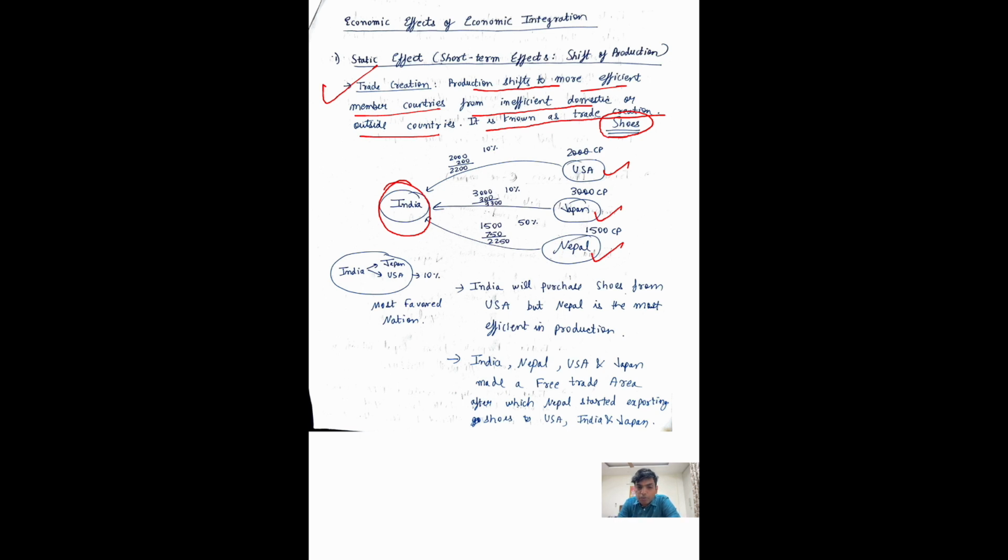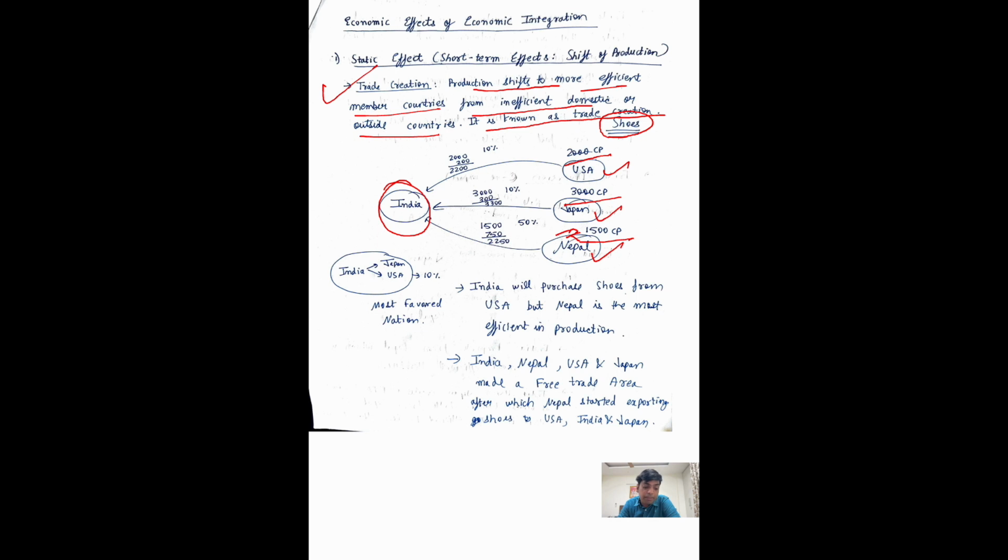So basically the cost of production, when we convert it in Indian currency, comes to be 2000 rupees for cost of production in US, 3000 rupees in Japan, whereas 1500 rupees in Nepal. So this is converted to Indian currency. So we can clearly see that Nepal is the more efficient producer when it comes to shoes. So we can clearly import from Nepal.